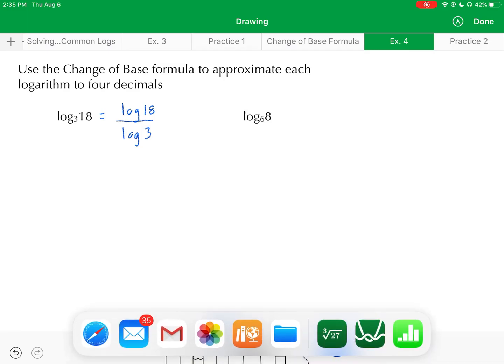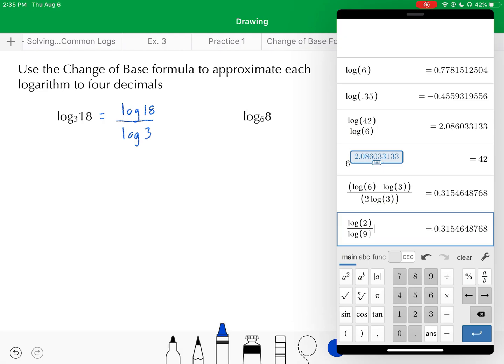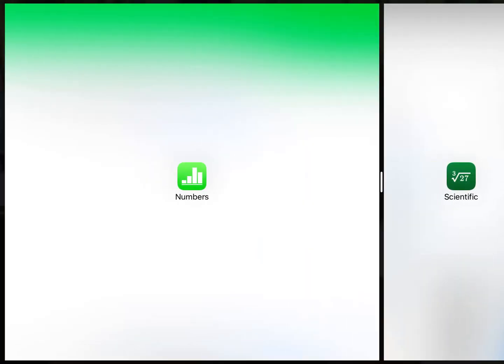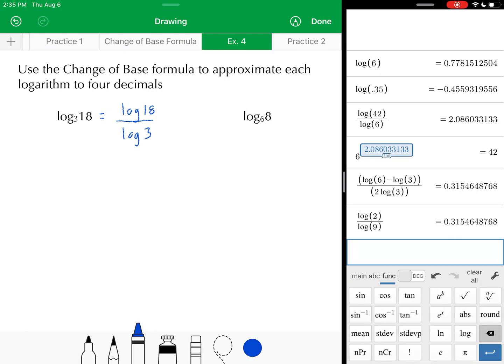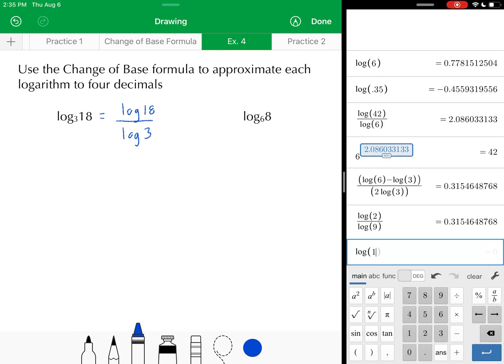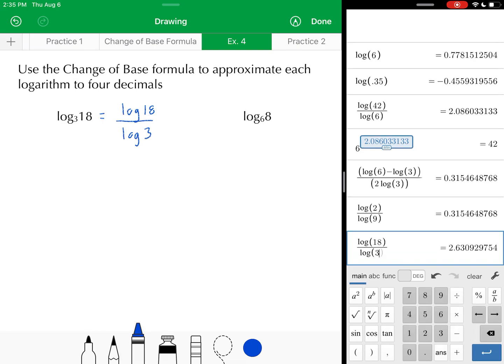All right, let's pull up a calculator. All right, so common log 18 divided by common log 3. 2.6309.